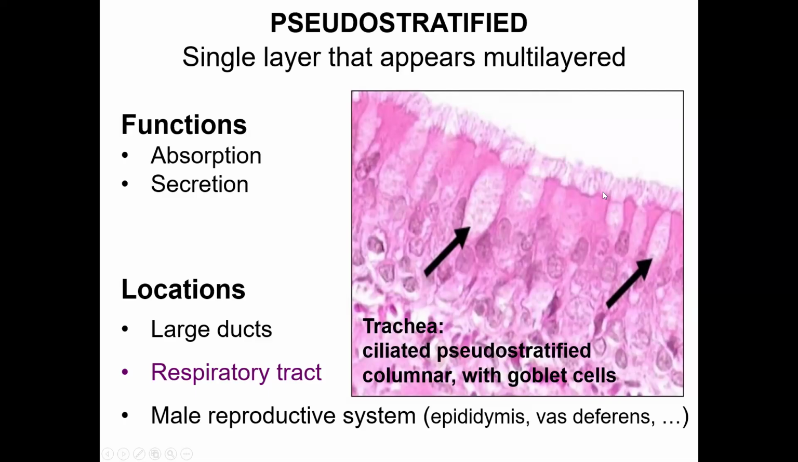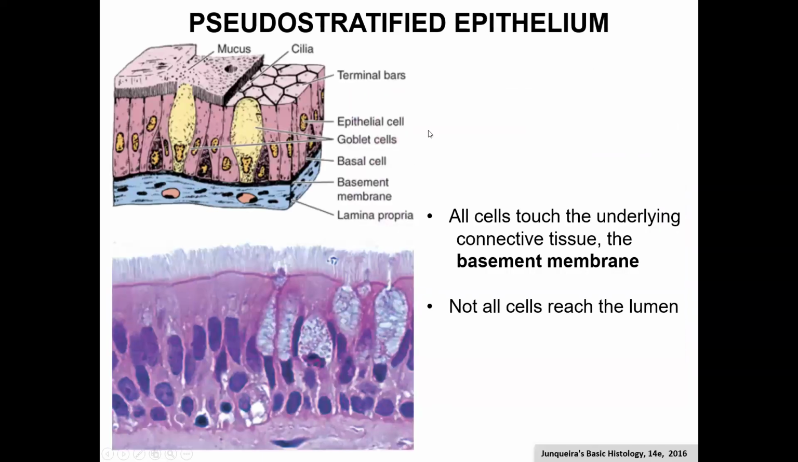These epithelia are ciliated, and you see the cilia at the surface. And the nuclei are at various levels here, but all cells actually touch the basement membrane that is present there. Functions in absorption and secretion, present in large ducts, respiratory tract, and male reproductive system, the epididymis and the vas deferens. And this is another image that shows you the respiratory epithelium. All these cells actually touch the basement membrane, but some, the basal cells, don't reach the upper part.